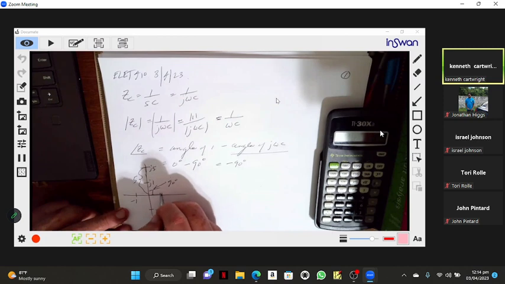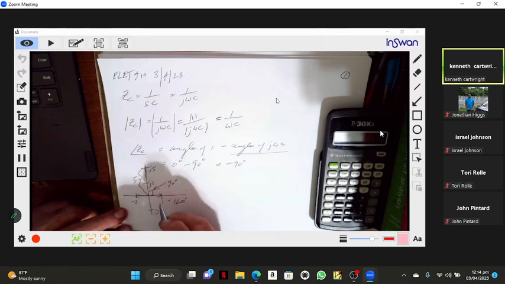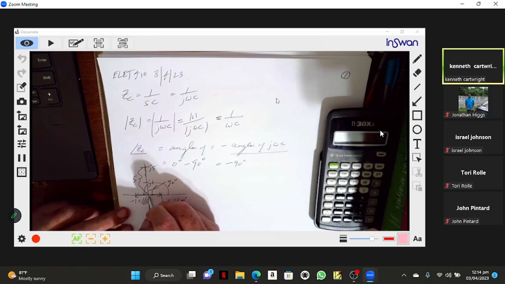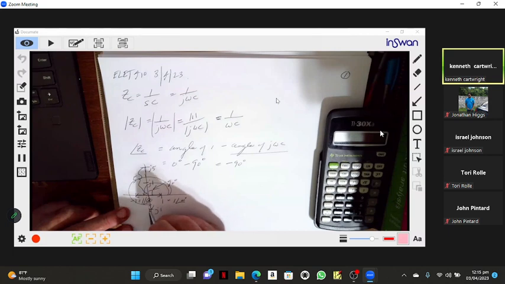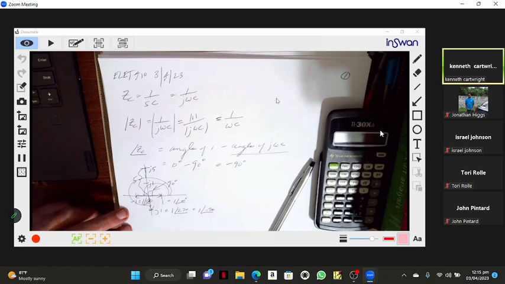This angle here is 0 degrees. So 1 is the same thing as 1 at 0 degrees. This angle here is 180 degrees, because angles are measured relative to the positive x-axis. So -1 is 180 degrees. And this angle down here is 270 degrees or -90 degrees. So negative j1 is 1 at 270, or it's 1 at -90. You need to learn this.